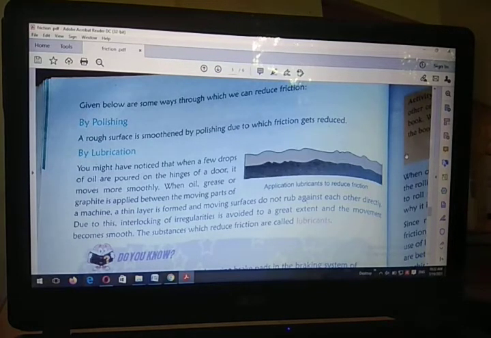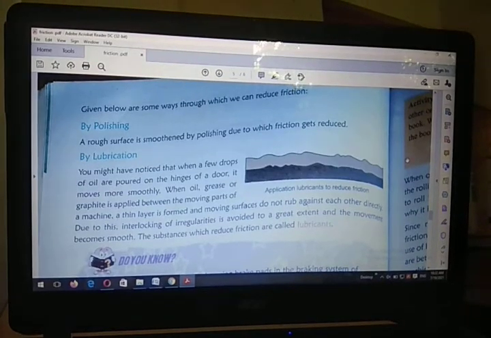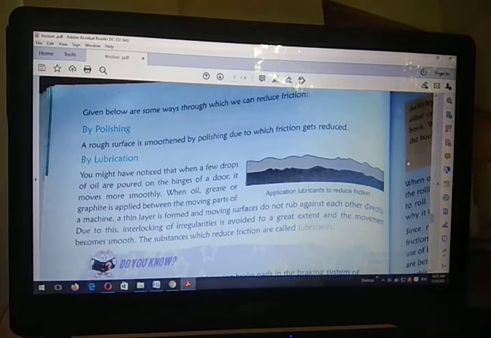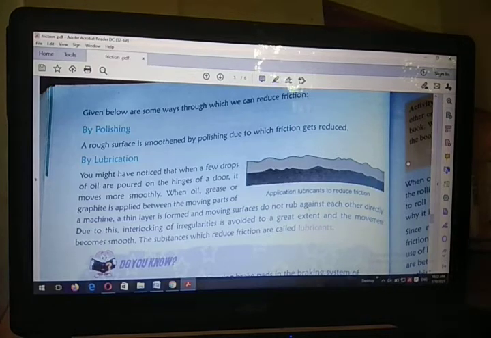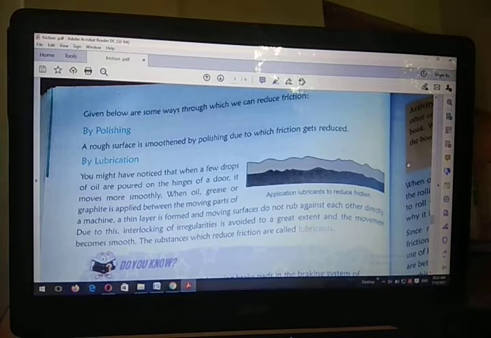The two ways of reducing friction are, number one, by polishing, and number two, by lubricating. So I am going to discuss polishing first. A rough surface is smoothened by polishing, due to which friction gets reduced. We need to reduce the irregularities on the rough surface, so we polish it. Whenever we polish it, the rough surface becomes smooth, and whenever a rough surface is smoothened, friction is reduced. This is one of the methods.